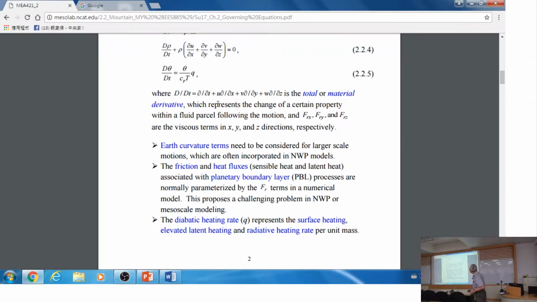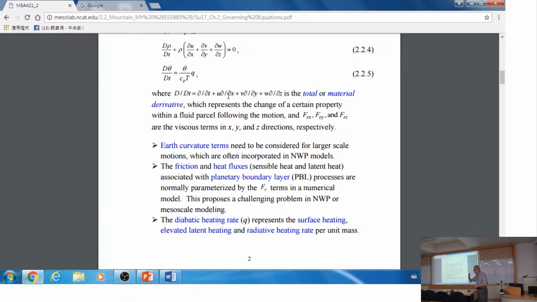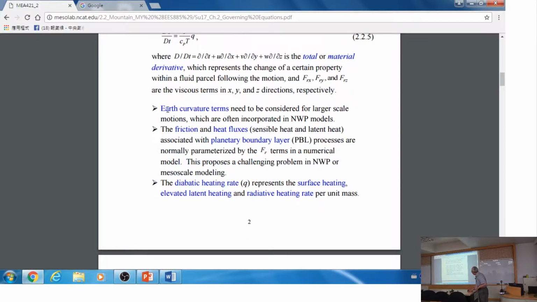The capital D/Dt is composed of four terms. We have the partial derivative with respect to t, that's the local rate of change of a variable. And we have u partial x, that is the advection by the u wind, and then v partial y, w partial z. It's called the total derivative, and it's different from this local rate of change.